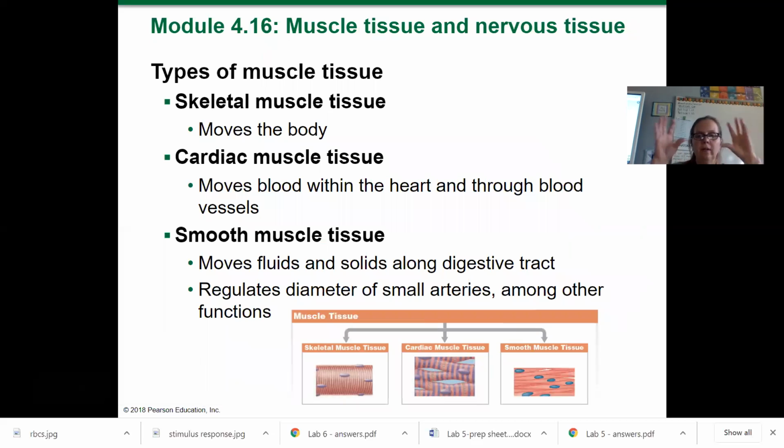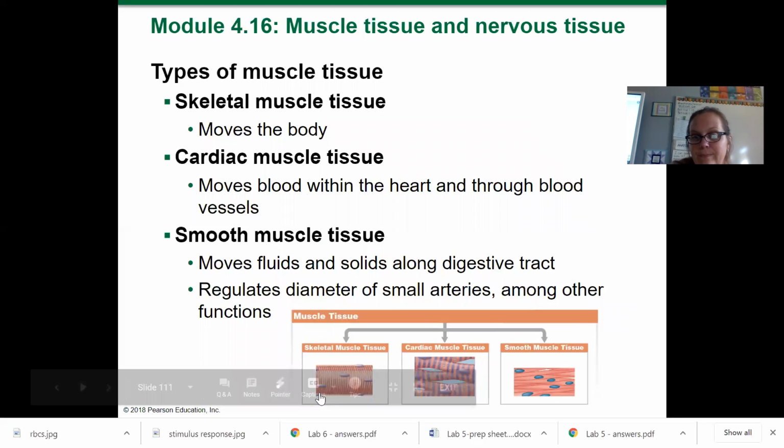Muscle tissue. So we want another kind of bubble in our graphic organizer, another list. There's 3 types of muscle tissue. I promise there's only 3. Skeletal, cardiac, and smooth. And they're named for their function. So skeletal, it's against the skeleton, so it moves the body. Cardiac is the heart muscle, and it's only found in the heart. Smooth muscle is involuntary, and it helps smooth things along the digestive tract and along arteries and veins.